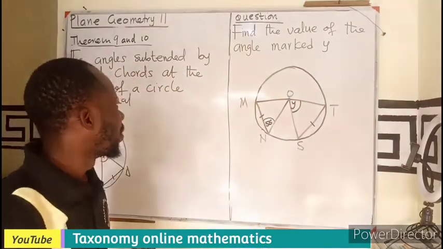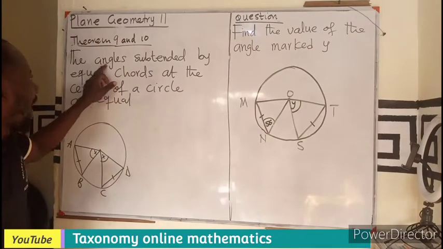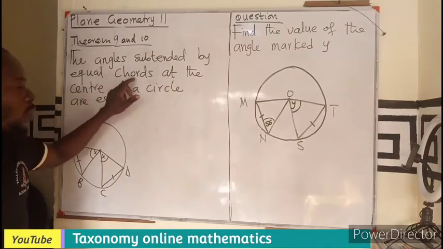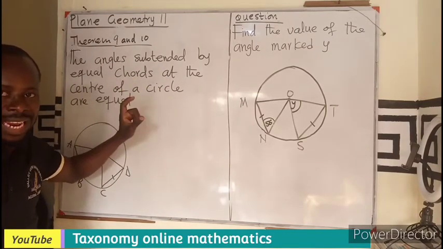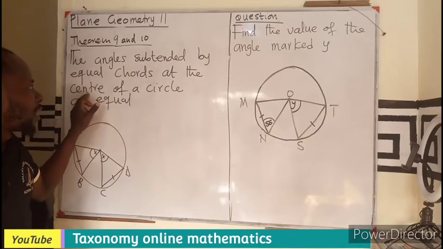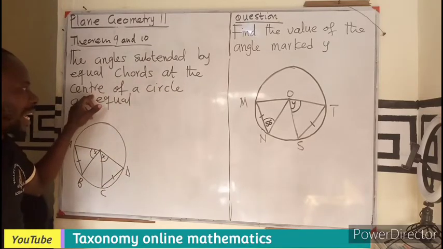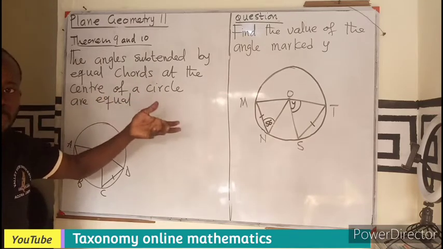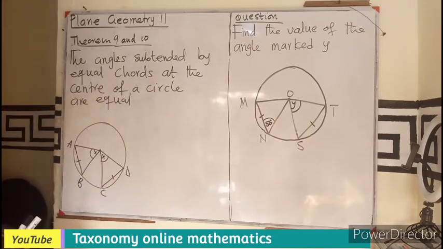Under this, we are having the angle subtended by equal chords. We know a chord is just a line that joins 2 points on a circle. For equal chords, the angles they subtend at the center are equal. A typical example is what we are seeing.